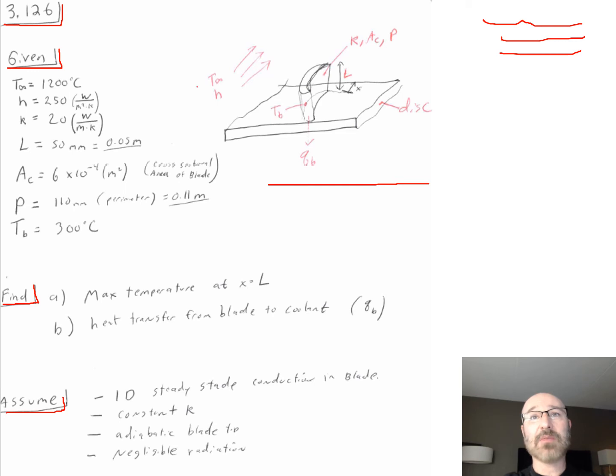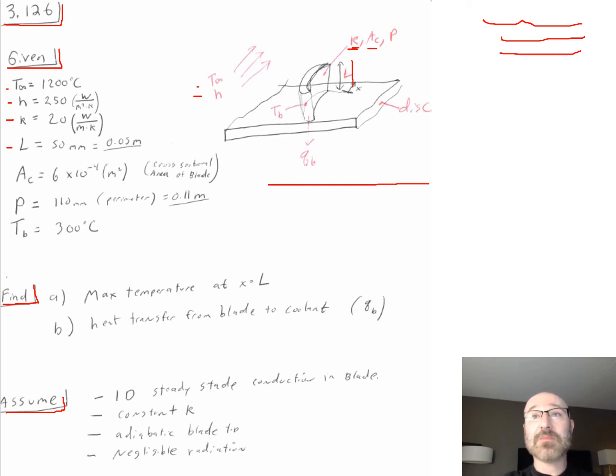I can see I have my T sub infinity and my h value right there. My T sub infinity is given to me in the problem statement as 1200 degrees Celsius. My h value is given to me as 250 in units of watts per meter squared times Kelvin. Then for my conduction section, I have my K value. My thermal conductivity K is equal to 20 watts per meter times Kelvin. I have my length right here. This is given to me as 50 millimeters, so I convert that to meters right away as 0.05 meters.